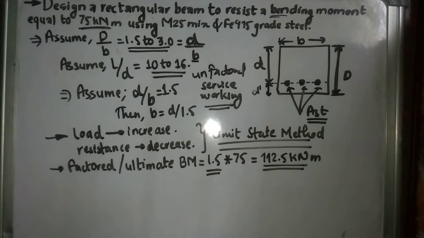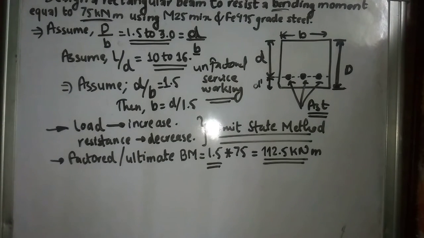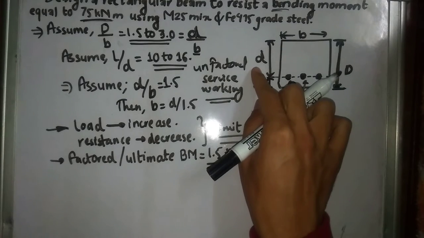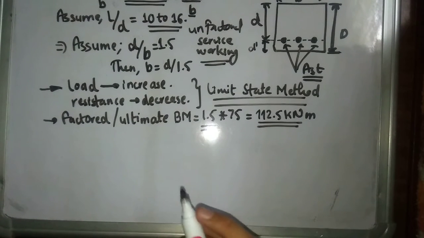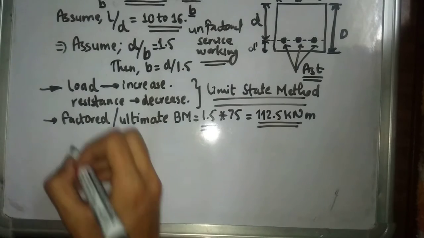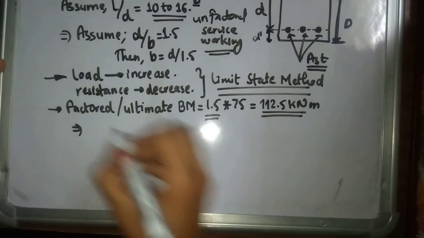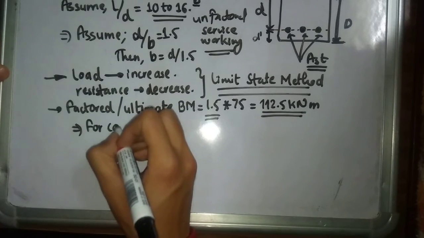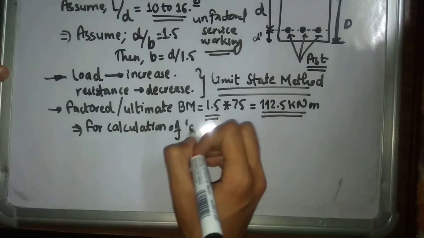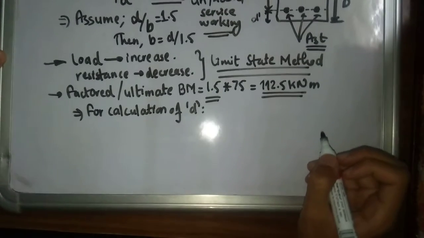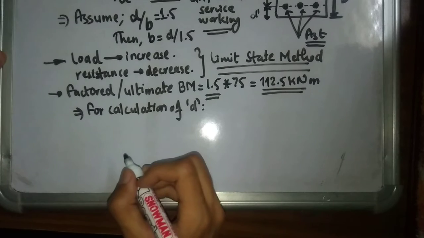And for the factored or ultimate bending moment, we design our beam. So moving on further, first and foremost, we're going to calculate the value of our effective depth. In order to calculate the value of our effective depth, we are going to design our beam basically for balanced section. So for calculation of D, which is our effective depth, we are going to use our simple formula.